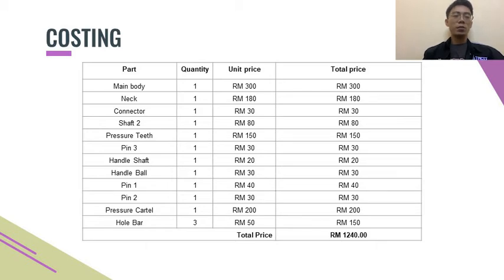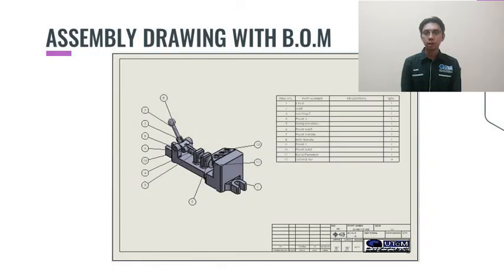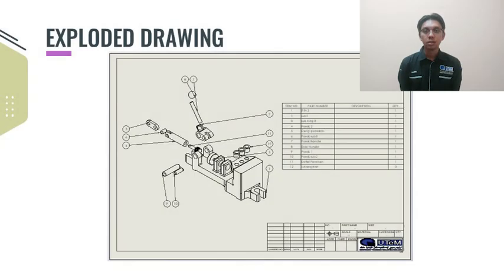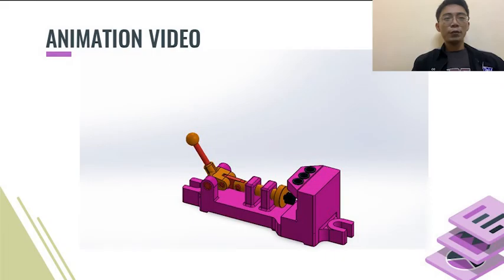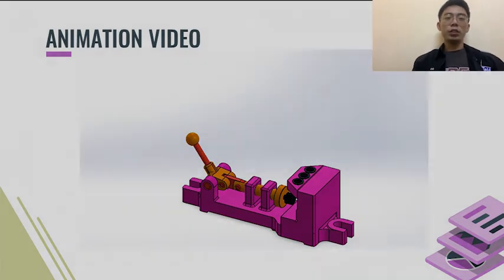This assembly diagram is supplied with a bill of materials and shows the location of each component and part. The exploded design then provides a more detailed perspective of where each component and part should be placed. For the animation video, it shows the exploded and collapsed views. We can see the part by part. Let us watch the video.